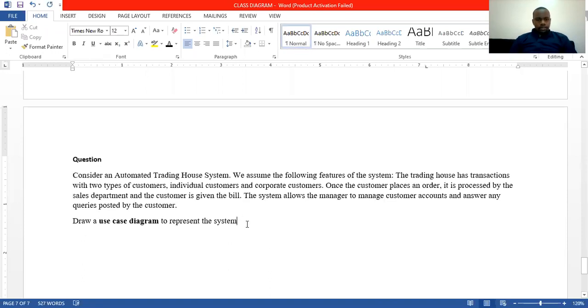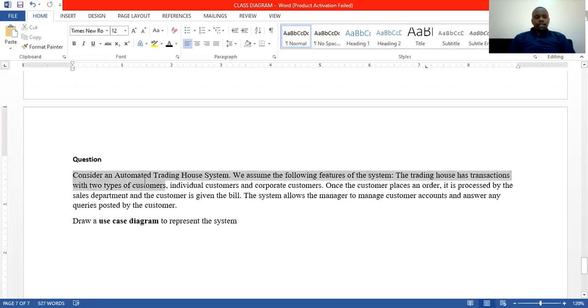All right, so there is a question. Consider an automated trading house system. We assume the following features of the system. The trading house has transactions with two types of customers, individual customers and corporate customers. Once the customer places an order, it is processed by the sales department and the customer is given the bill. The system allows the manager to manage customer accounts and answer any queries posted by the customer. Draw a use case diagram to represent the system.